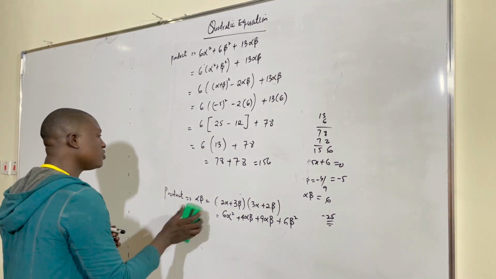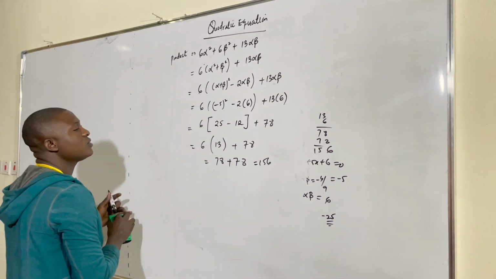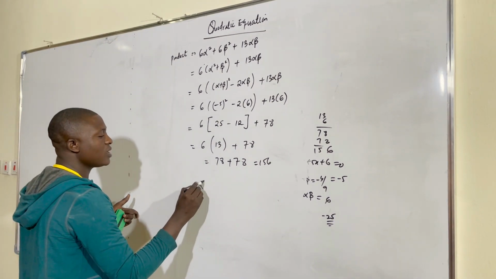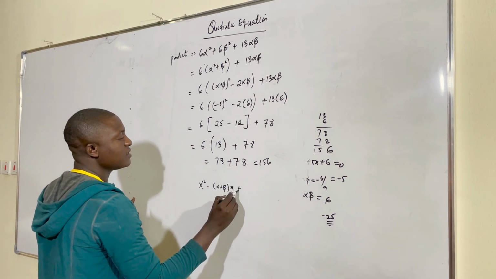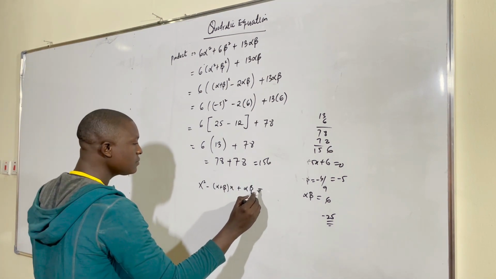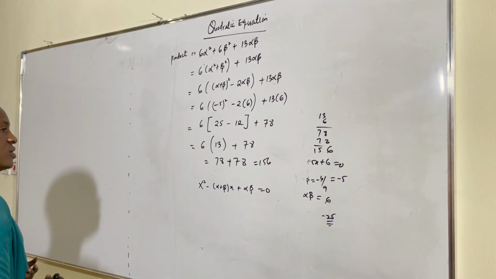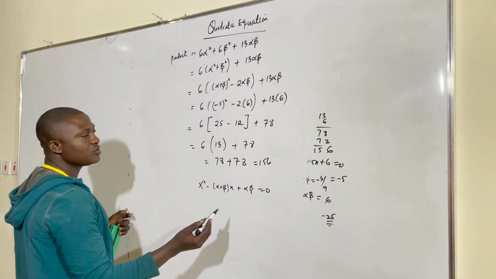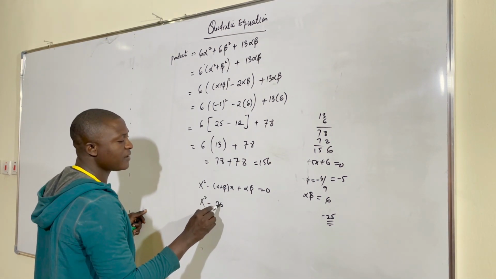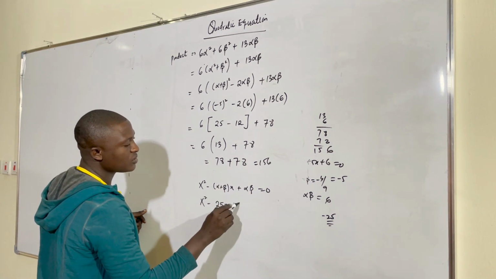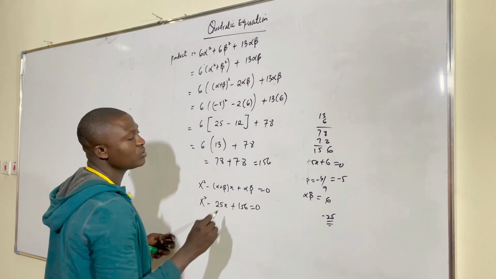So now we can substitute it back into that equation. Recall that we have x squared minus alpha plus beta of x plus alpha beta equal to 0. So now I can substitute the two. I can have x squared, I got my sum to be 25x, and I have this one to be 156 is equal to 0.